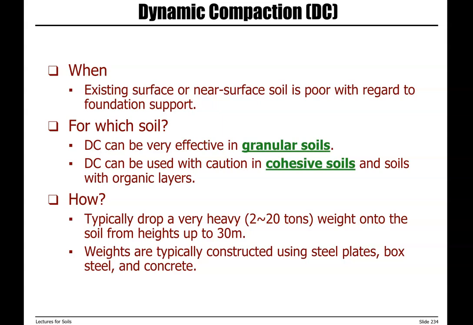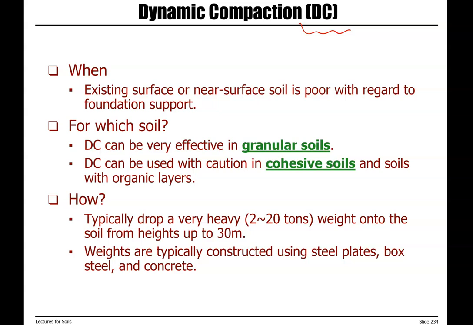Another example, a more advanced compaction technique, is dynamic compaction, or DC. This is used when existing surface or near surface soil is poor and doesn't provide the required engineering properties. It is more effective in granular soil, but it can be used for cohesive soil with caution. So what is dynamic compaction?